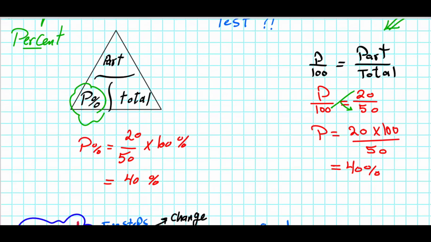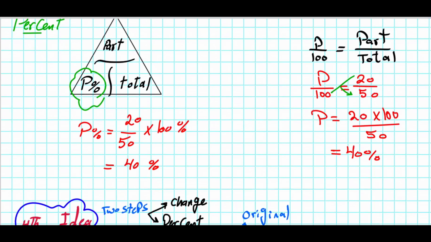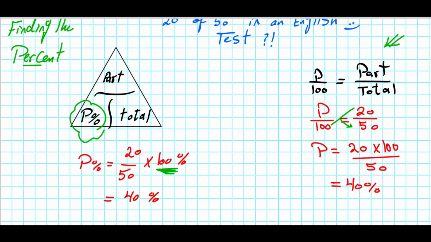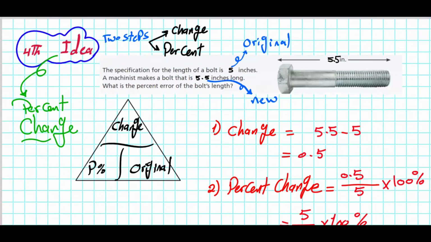Or we can use the triangle like we did here, part over the total. The part was 20 and the total was 50, multiplying by the 100%. So by simplifying, the result will be 40%. That's it. Moving to the fourth idea, which is the percent change.